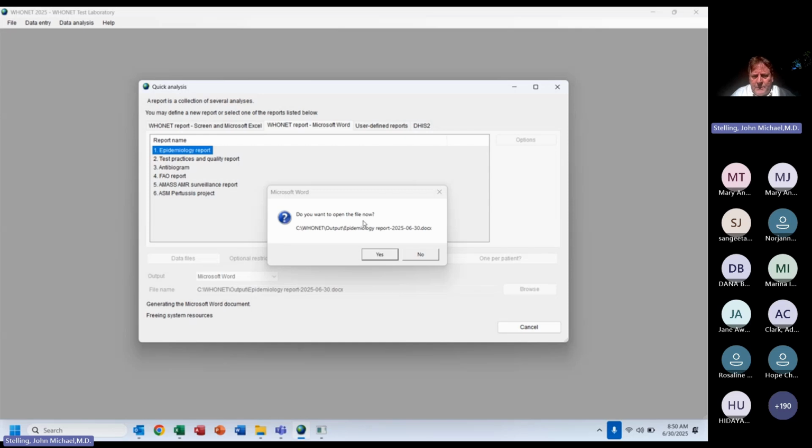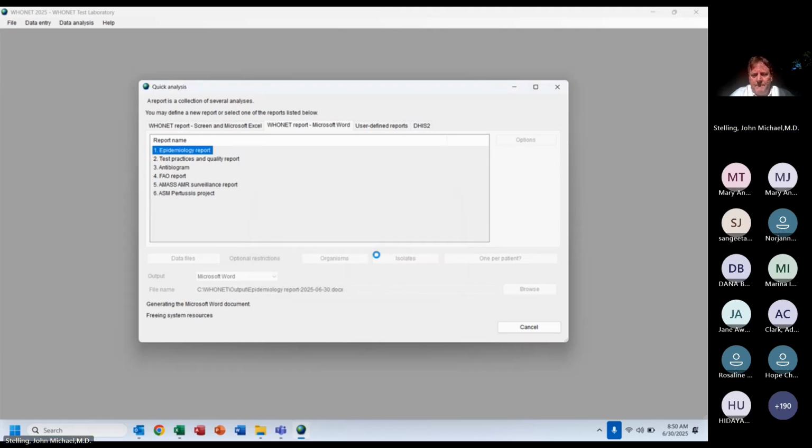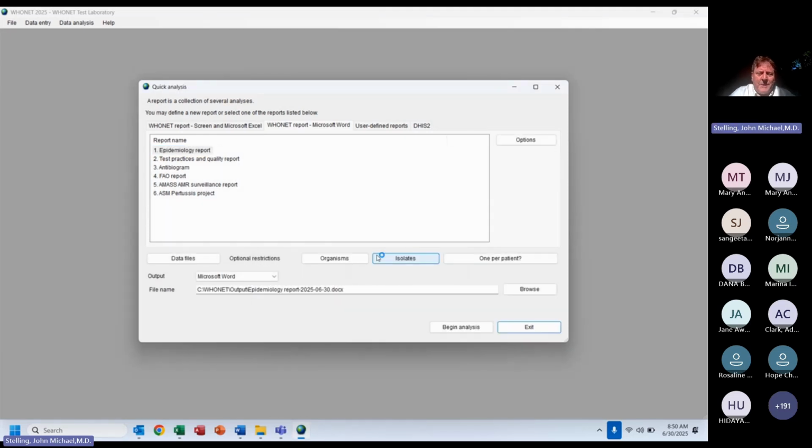I have finished. Do you want to open the file now? Yes, I do. Usually that report on my computer is faster, but my computer sometimes gets tired.